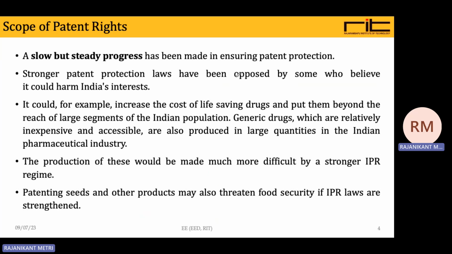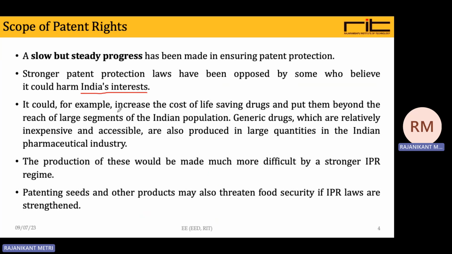Stronger patent protection laws have been opposed by some who believe they could harm India's interest. So that's why stronger patent protections are not employed. It could, for example, increase the cost of life-saving drugs and put them beyond the reach of large segments of the Indian population. Generic drugs, which are relatively inexpensive and accessible, are also produced in large quantities in the Indian pharmaceutical industries. So these are some hurdles. The production of these would be made much more difficult by a stronger IPR regime.